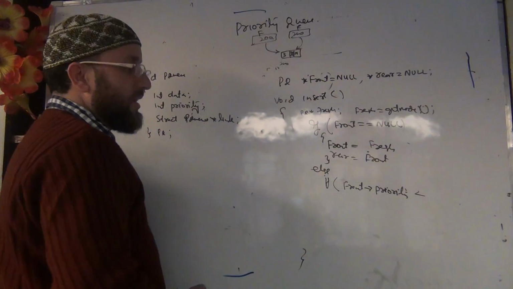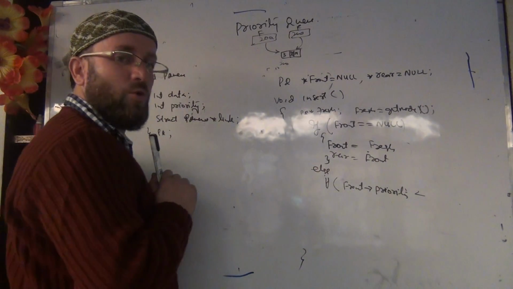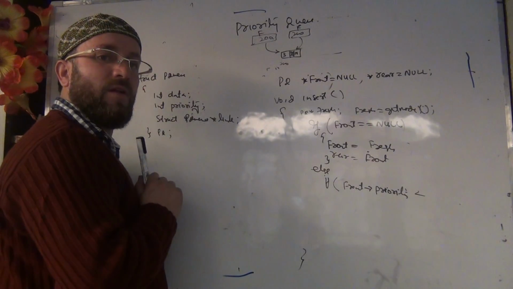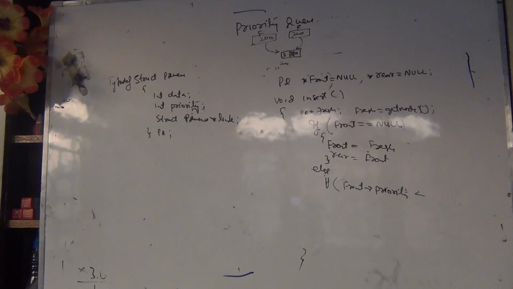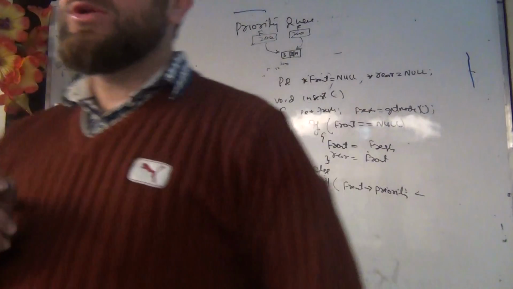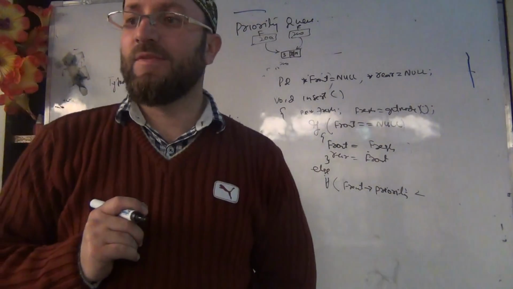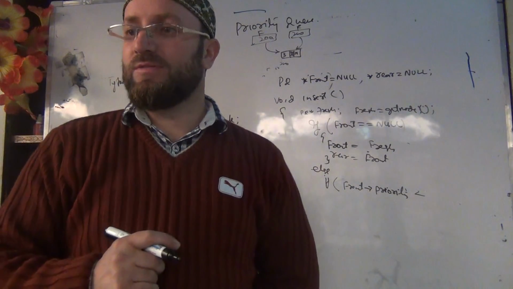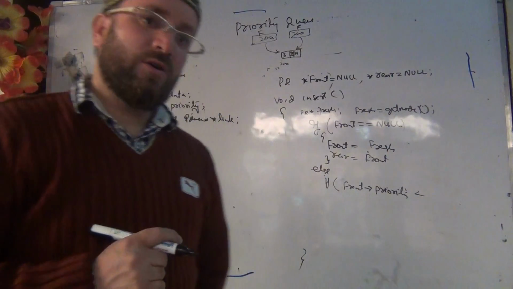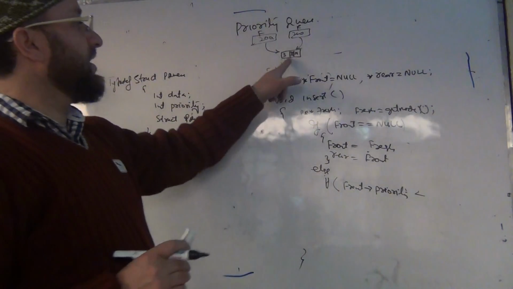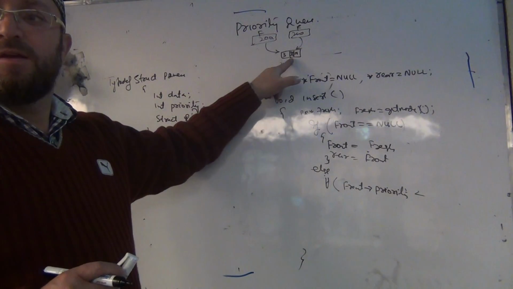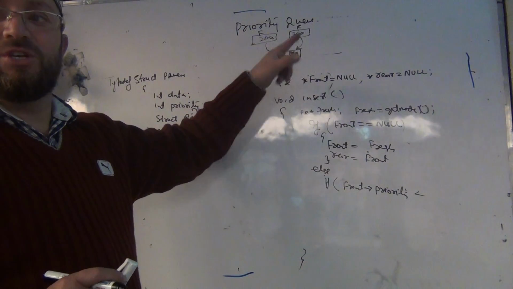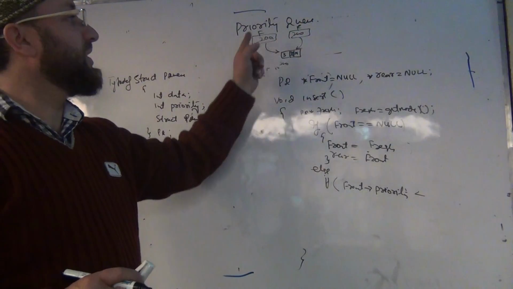Okay. Now new node's address. Who has the new node's address? Fresh has the new node's address. Who has new node's address? Fresh. How can you access the new node's priority? Fresh arrow priority. So who I'm saying its priority should be lesser? How can I say its priority? Fresh arrow priority. No, because fresh is the new node. Front arrow priority. Yes, front arrow priority.